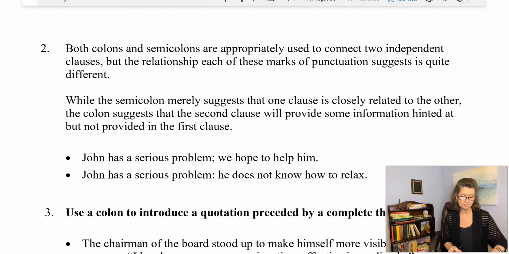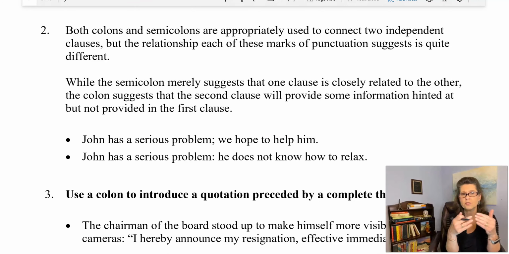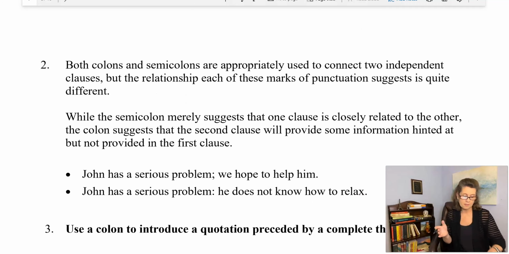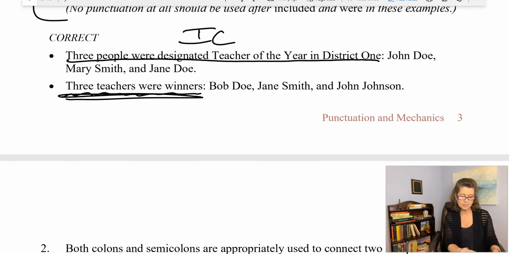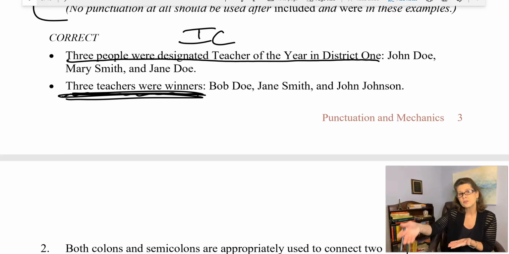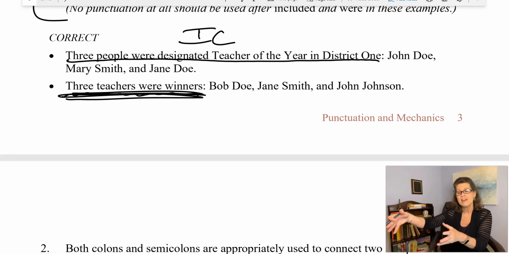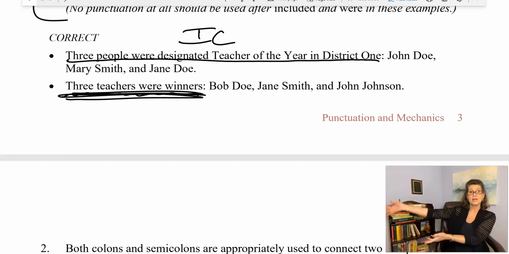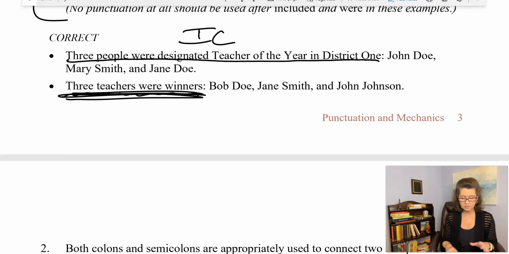Here's what you want to think about. The semicolon just shows that these two ideas are closely related. But with a colon, there's a slightly different relationship. For example, when I said here, three teachers were winners, what are you dying to know? Who they were, right? If you get that answer in the next chunk of words, because we haven't decided to use a colon yet, then that's a good place to use a colon, because the colon sort of says, here it is, ta-da! Or, I'm not much of a drummer, but sort of like ba-dum-bump, right? Ba-dum-bump. There we go.